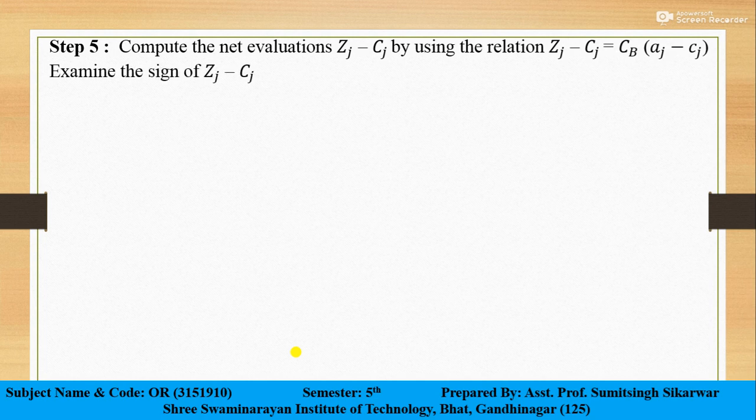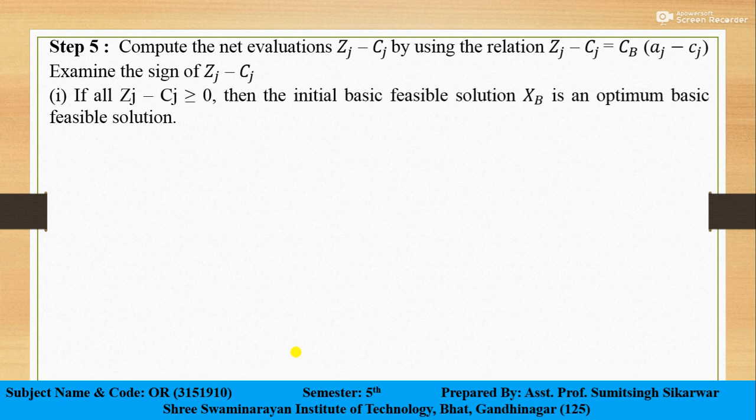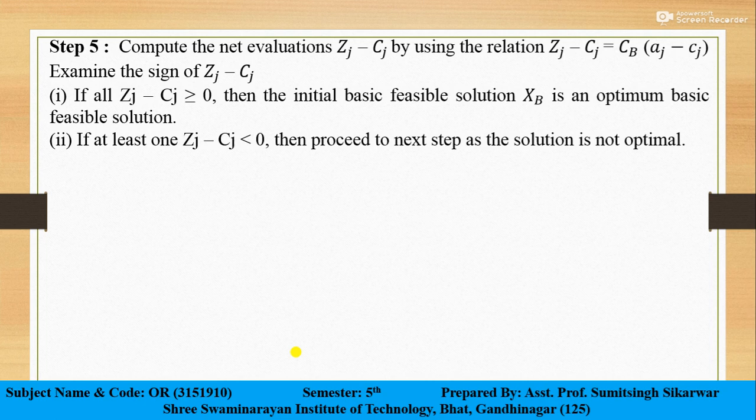We'll examine the sign of Zj minus Cj. If all Zj minus Cj are greater than or equal to 0, then the initial basic solution xb is an optimum solution for that problem. But if any is less than 0, then we need to proceed to the next step and solve it further. Next step, we need to find the entering variable, which is our key column. For that we need to compute the ratio xbi divided by air.